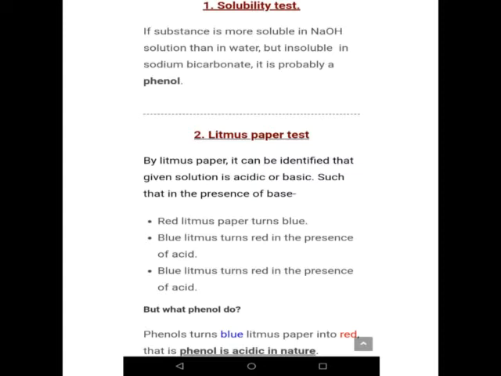phenol. If two samples are there, one is phenol and another is an acid or any other amine group, and we have to find out which is the phenol and which is the amine or another, then we have to go for this kind of test, and after performing this test we will come to know which sample is phenol.